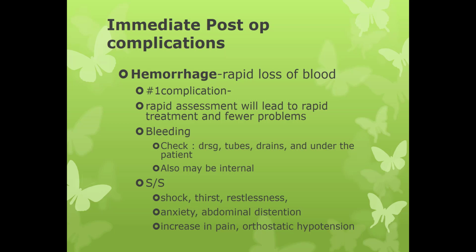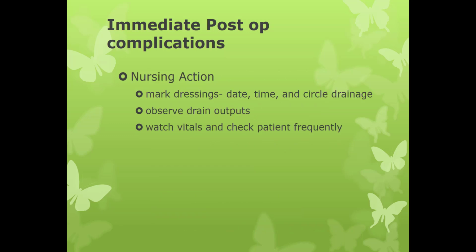Other things: anxiety, abdominal distension, as I said, if they're bleeding into their abdomen, or a sudden increase in pain, and not the kind of pain that they're used to having, but a pressure kind of pain, and it's the pain from all of the blood building up. Also, a patient who was able to sit up in the bed before without being dizzy now suddenly is having orthostatic hypotension. They sit up, they start feeling really dizzy. It's because their overall blood volume is diminishing because of the bleeding.